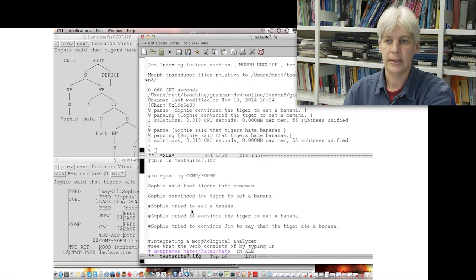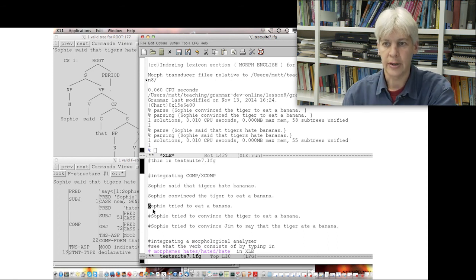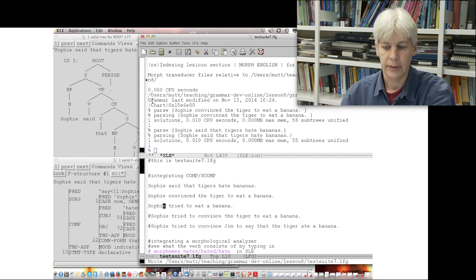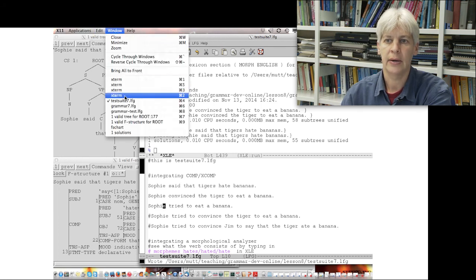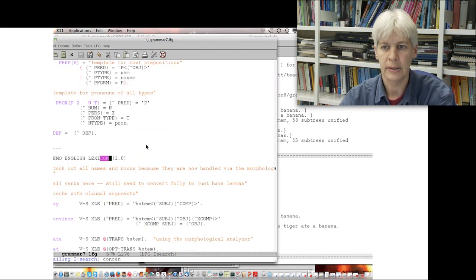And now let's try the next sentence. We have 3 more sentences to go. Sophie tried to eat a banana. Okay, let's do that one. Everything should be in place now, except for the fact that try is now a subject control verb, as opposed to convince.